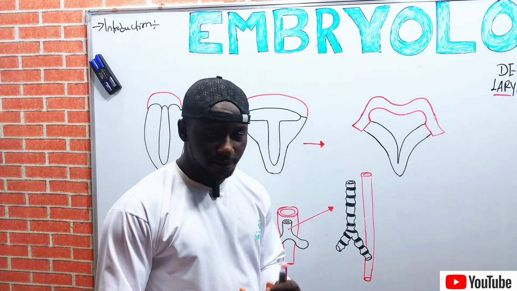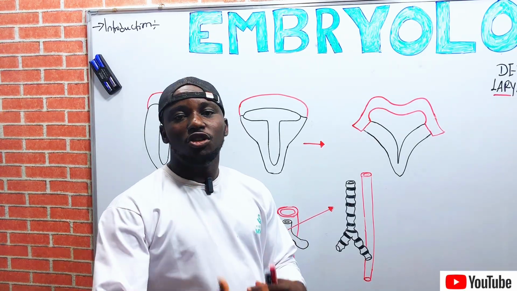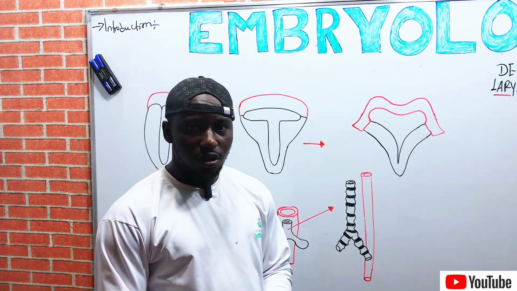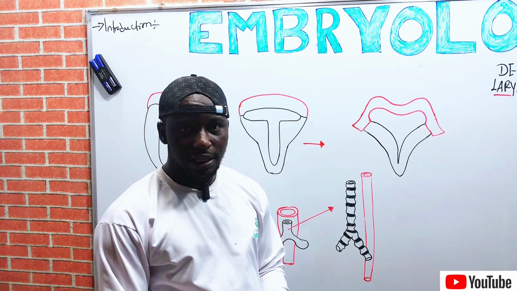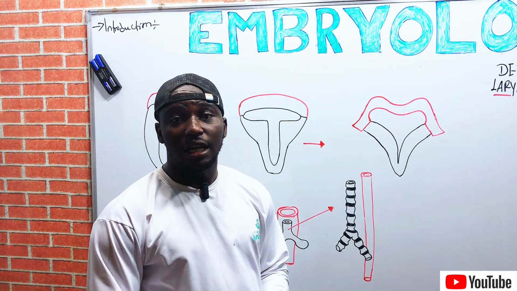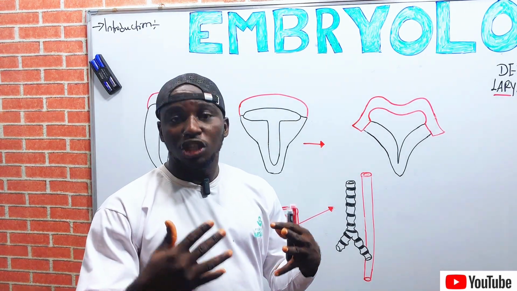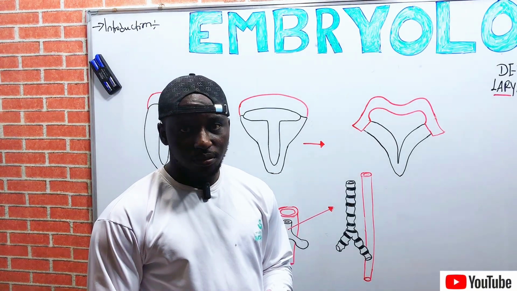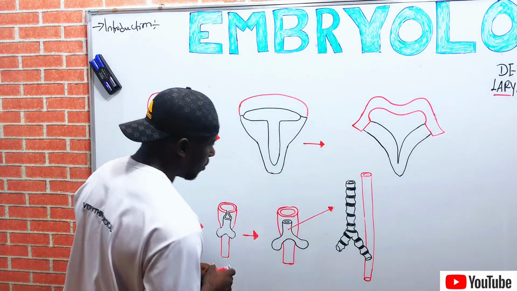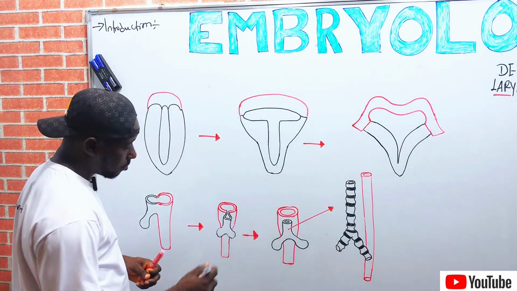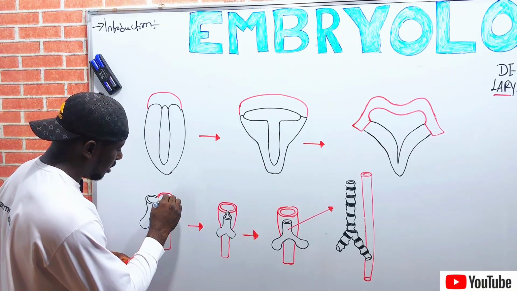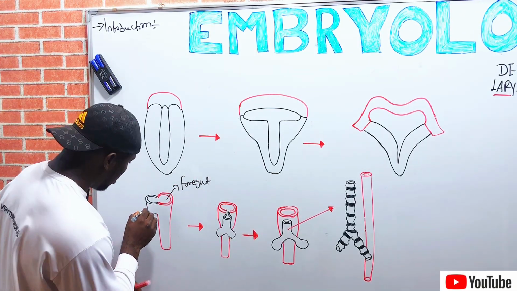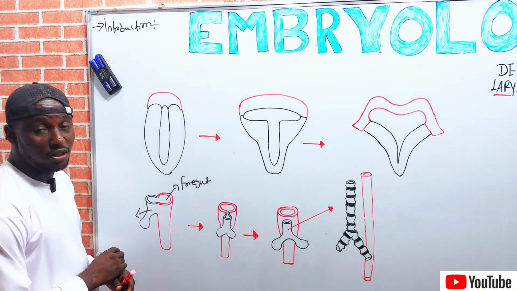You have to understand that as the laryngotracheal diverticulum is developing from the ventral aspect of the cranial part of the foregut, its distal aspect is being separated from the oesophagus by the tracheoesophageal septum, right? Now watch here. This is the foregut. This is the laryngotracheal diverticulum, or the respiratory diverticulum.